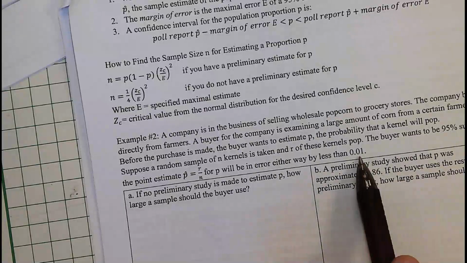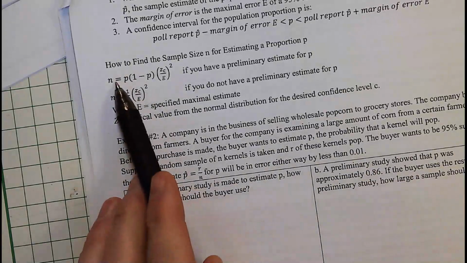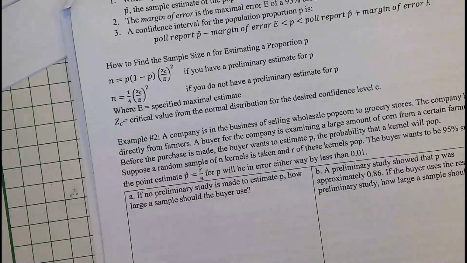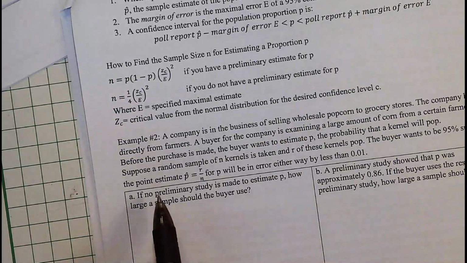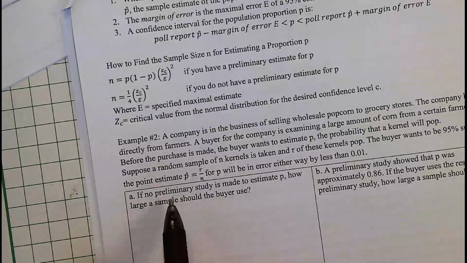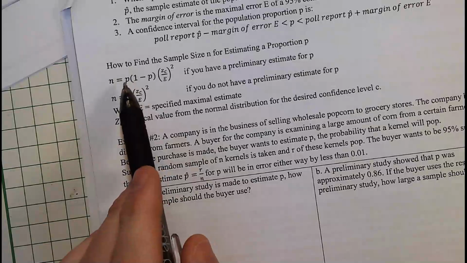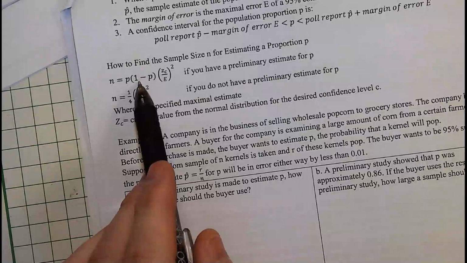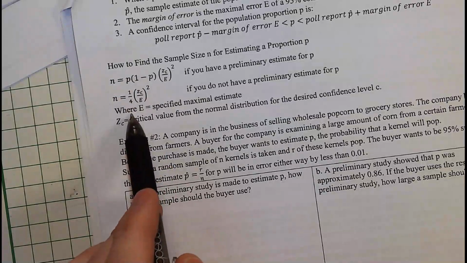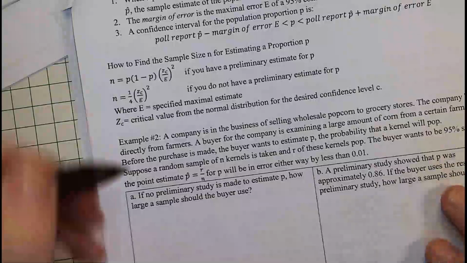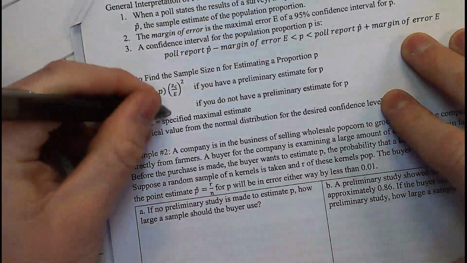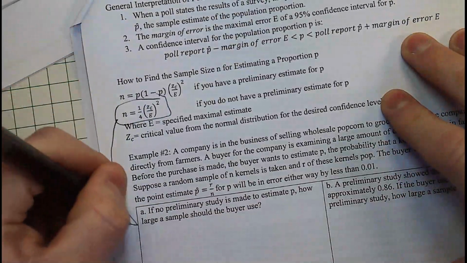So we're given a margin of error. We have to find the sample size necessary to meet that margin of error. Now, if no preliminary estimate is made, then we have to assume this is like the worst case scenario. We have to assume the probability is 0.5. What's 0.5 times 0.5? 0.25, which is 1/4. So if no preliminary estimate is made, you're going to use this formula right here.